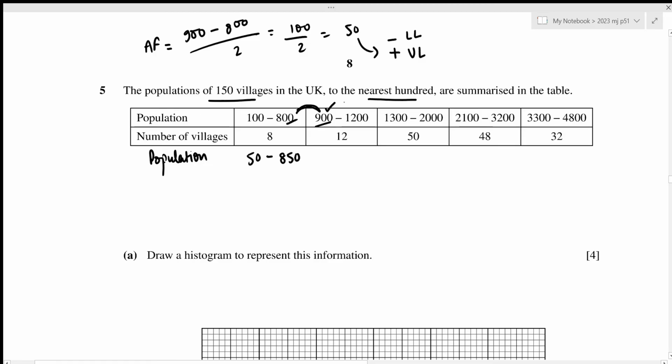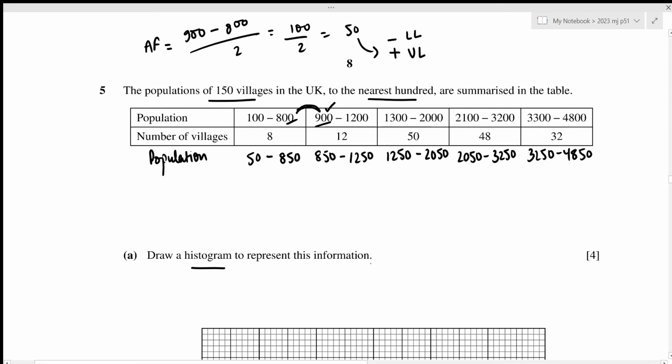Then again, from lower limit, we subtract 50, so 850 to 1250. Then 1250 to 2050. Then 2050 to 3250. 3250 to 4850. Now we need to draw a histogram to represent this information.